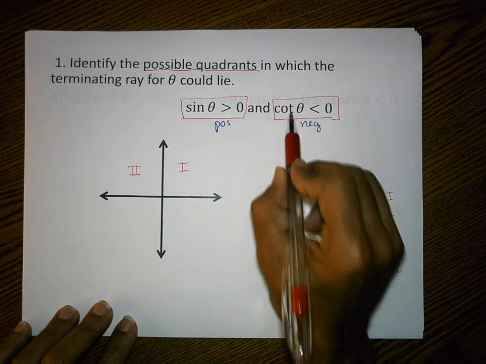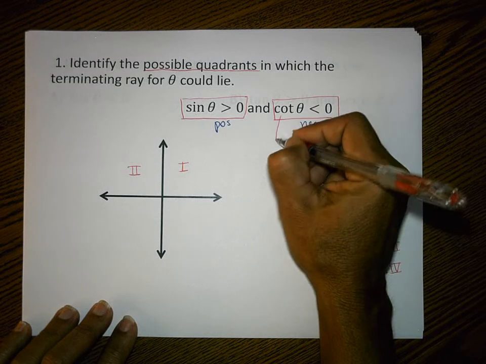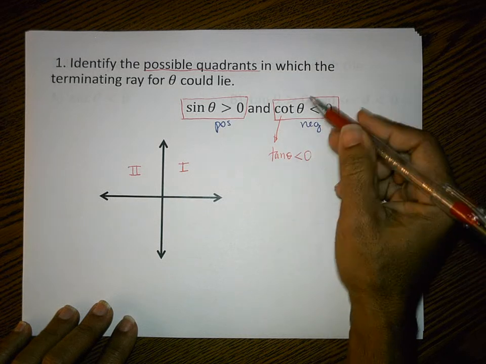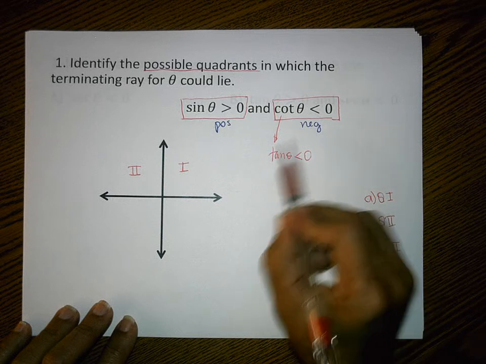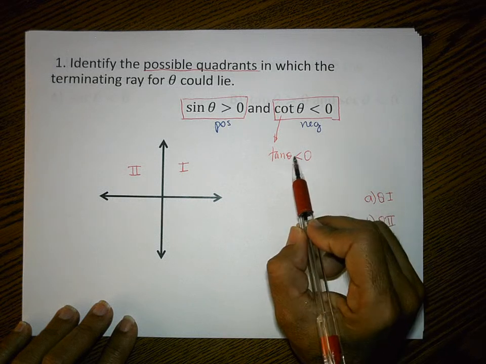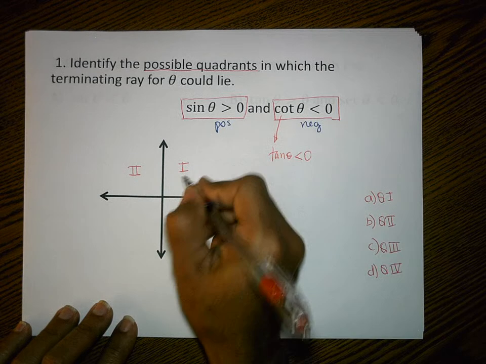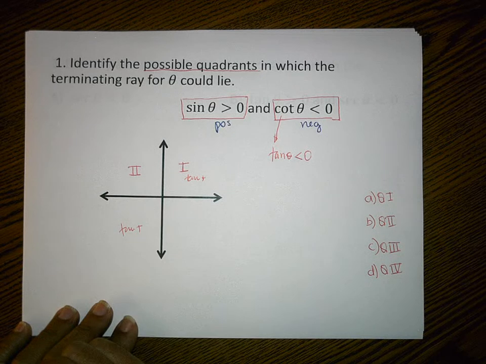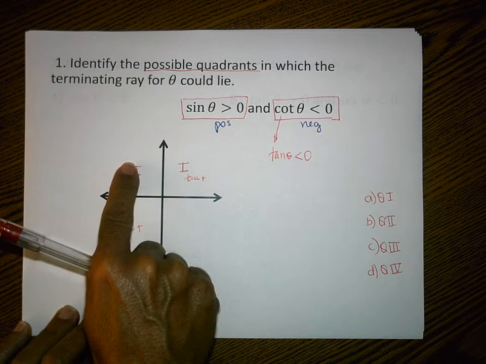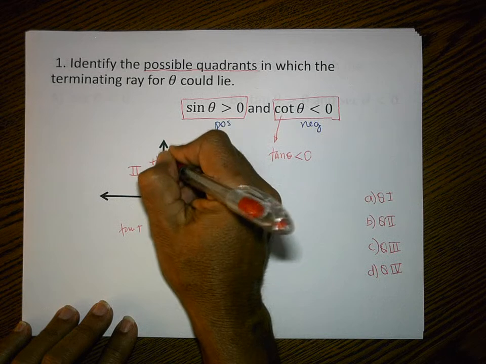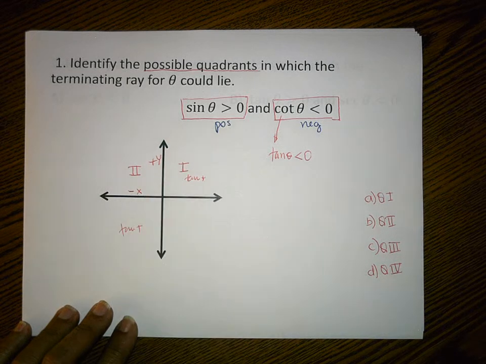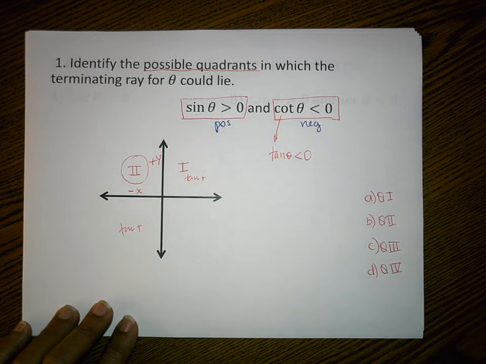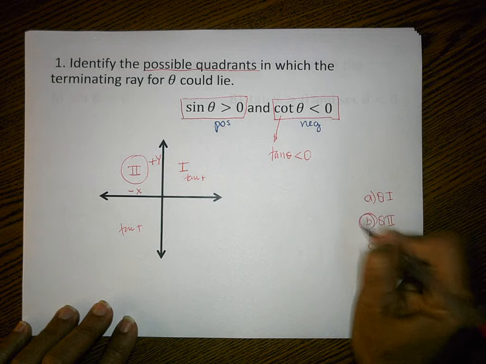If the cotangent is negative, then that means that the tangent is also negative because they are related together. So where would the tangent be negative? Well, the tangent is only positive in quadrant 1, the tangent is positive here, and the tangent is positive here. In these other two, the tangent is negative because you have a positive y divided by a negative x. So for the sine to be positive and the tangent to be negative is quadrant 2. So I would choose letter B, quadrant 2.